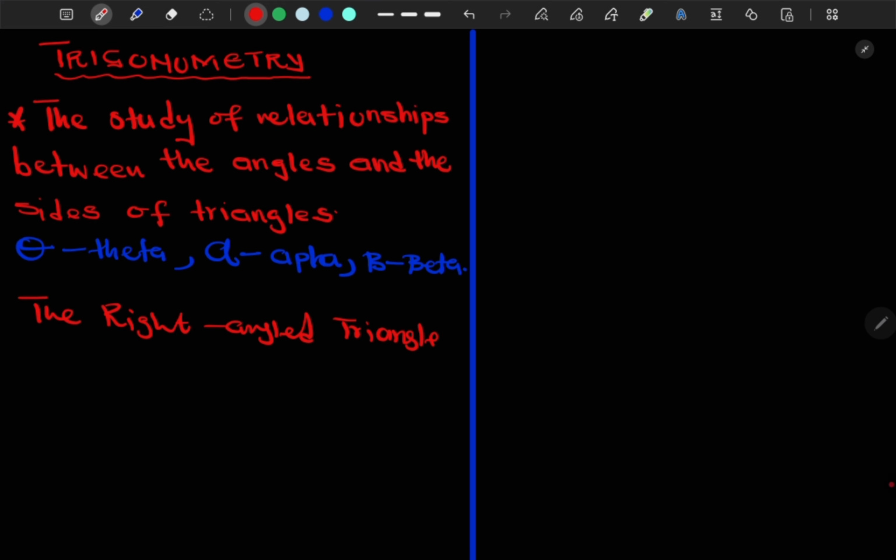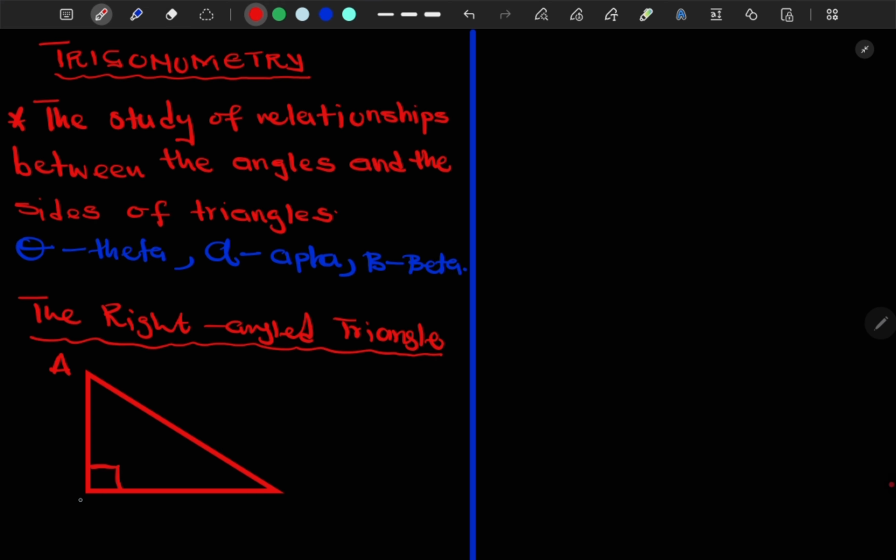What comes to mind when we speak of the right-angled triangle? Remember, in grade 8, you were introduced to the theorem of Pythagoras. Okay, I'm going to draw a right-angled triangle. Here we have the right angle, which is a 90-degree angle. I will label it A, B, C.